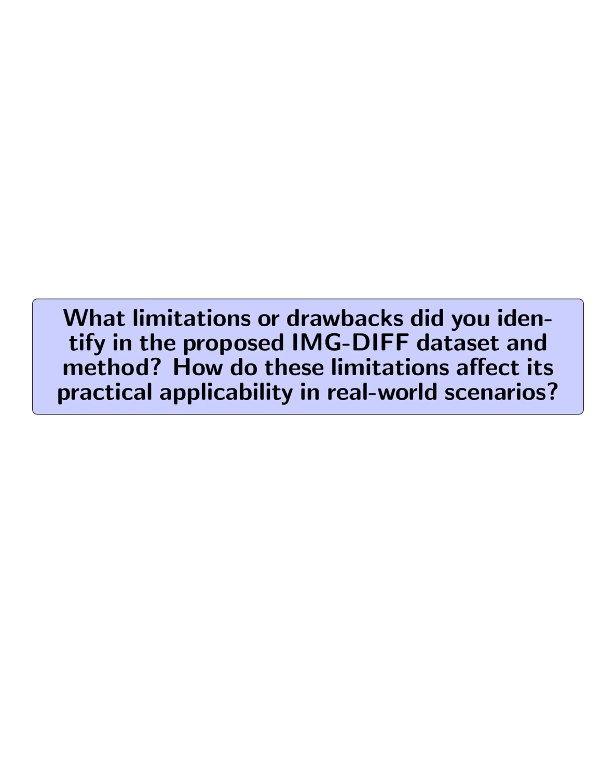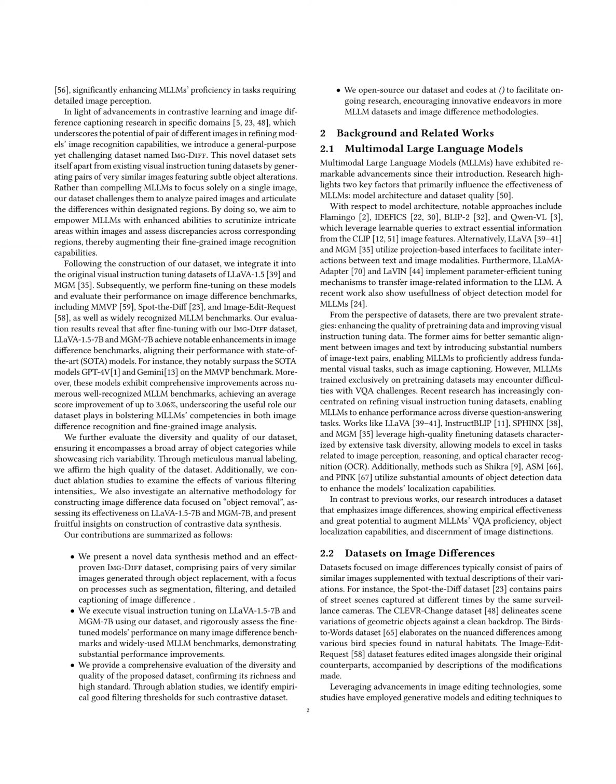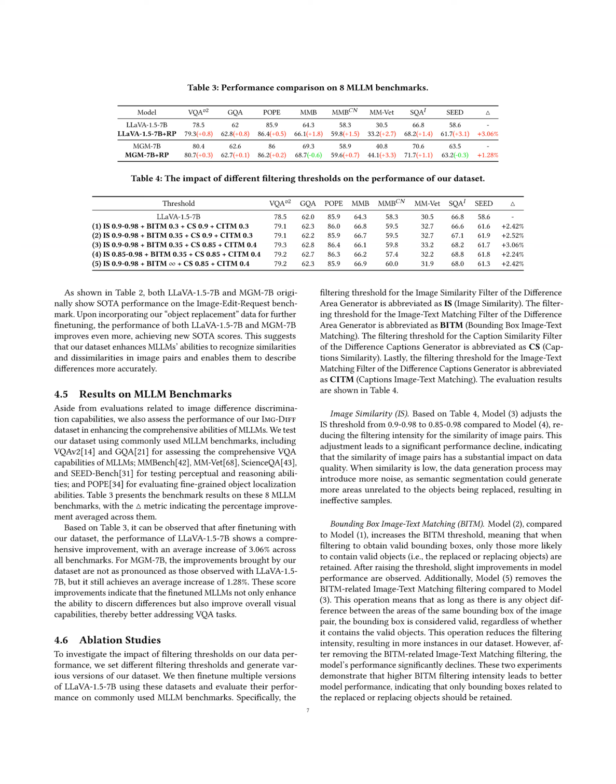What limitations or drawbacks did you identify in the proposed Img-Diff dataset and method? How do these limitations affect its practical applicability in real-world scenarios? The proposed Img-Diff dataset and method exhibit several limitations that could impact their practical applicability. Firstly, the dataset's reliance on high similarity thresholds for image pairs may inadvertently filter out valuable instances, leading to a potential loss of diversity and richness in the dataset, as indicated by the performance decline when the similarity threshold is lowered.